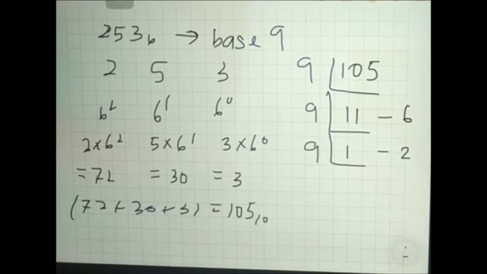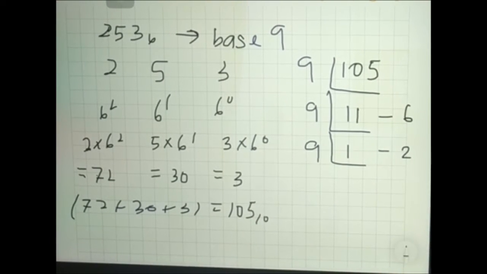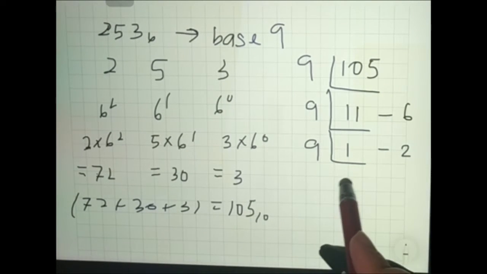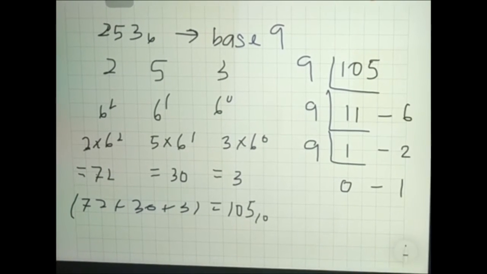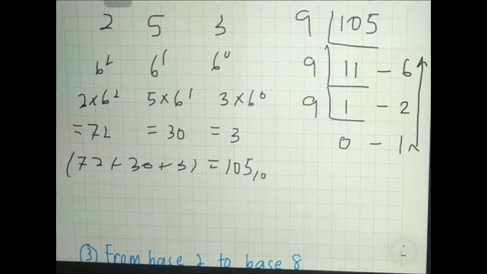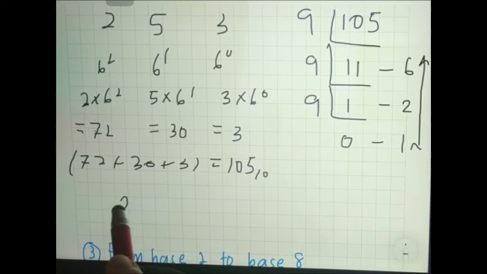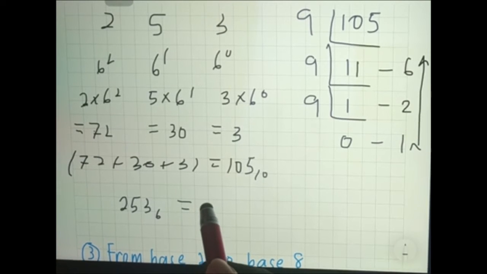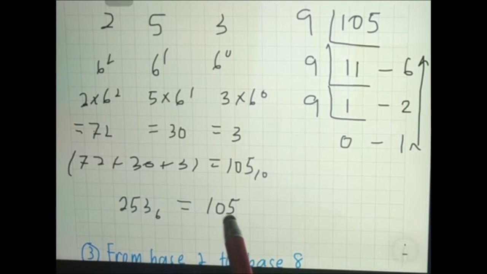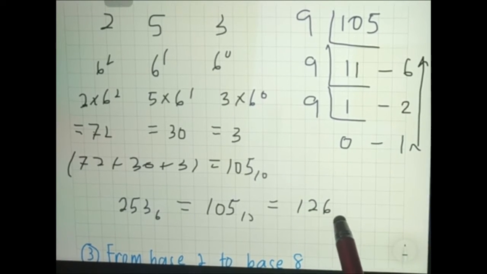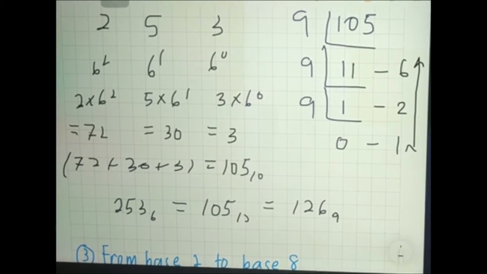We have to get 0, alright? 1 divided by 9 is 0. Next to it is 1. So 1, 2, 6. 1, 2, 6, okay? From bottom to the top. So 253 base 6 equals 105 base 10 equals 126 base 9.